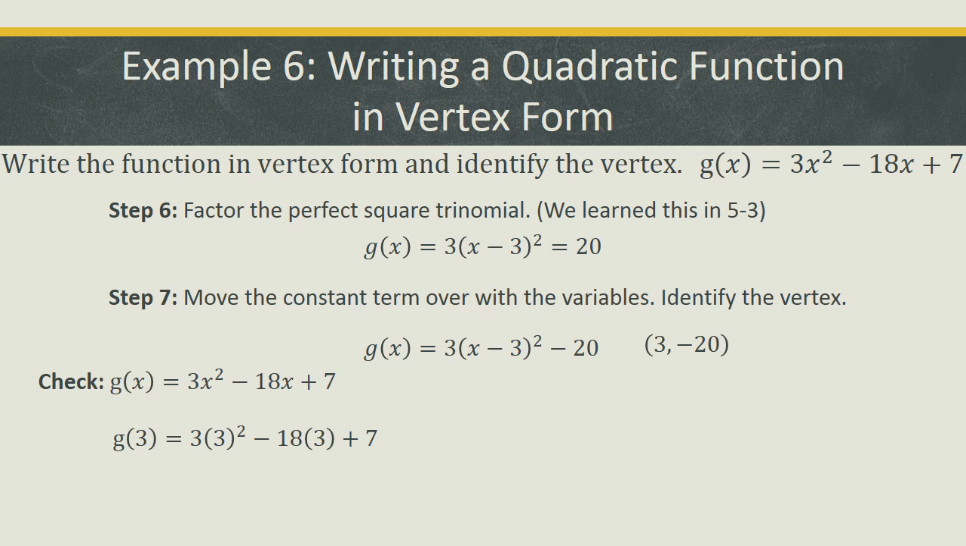3 squared is 9. 3 times 9 is 27. Minus 54. 18 times 3 is 54, plus 7. Combine all your terms. So when I plug in 3, I get negative 20. That's what I was supposed to get because I identified that from my vertex form. These problems are just pulling together a lot of other stuff we already learned.